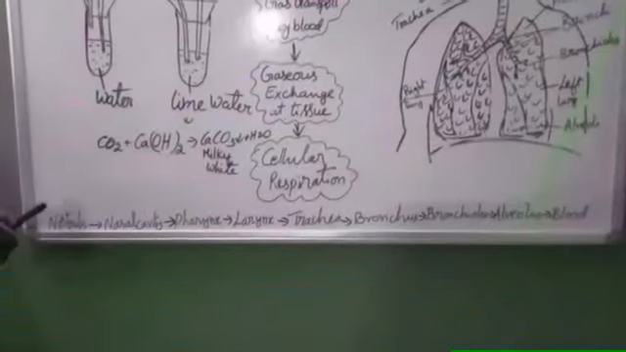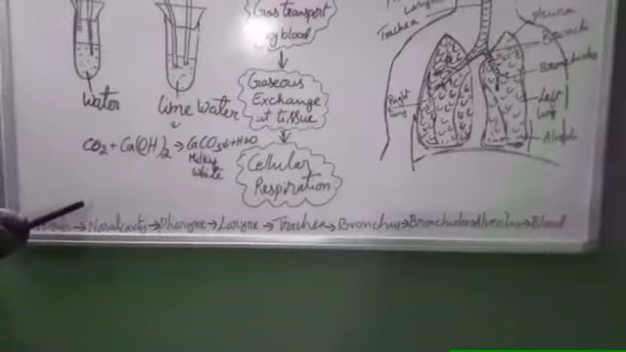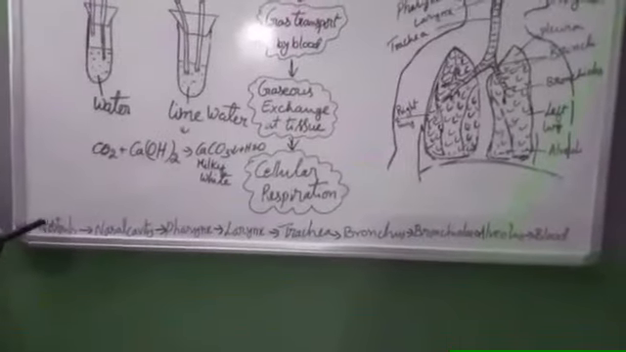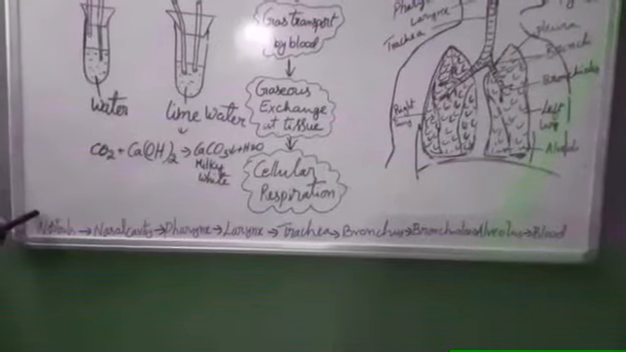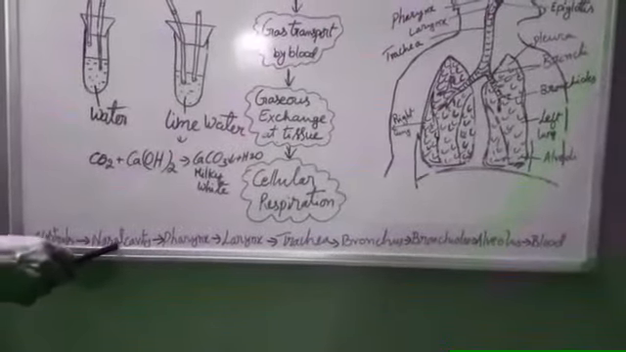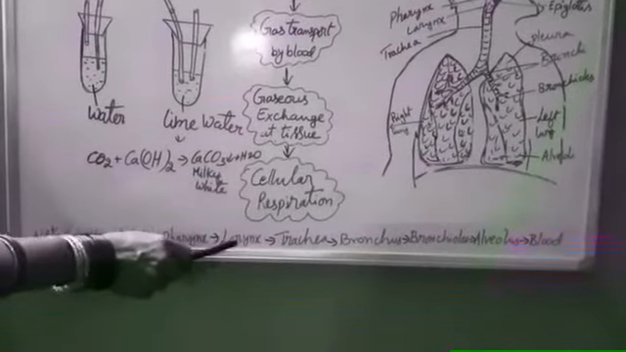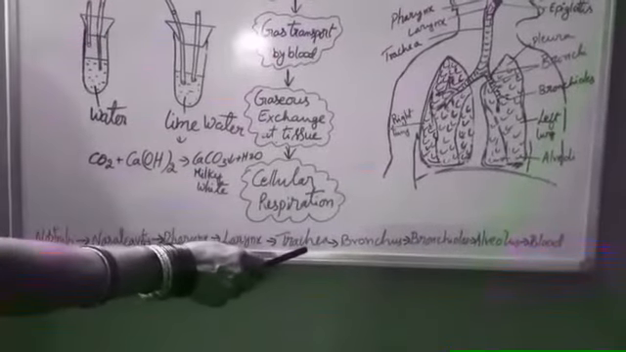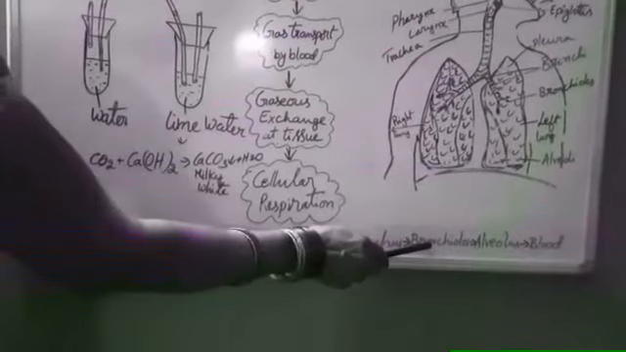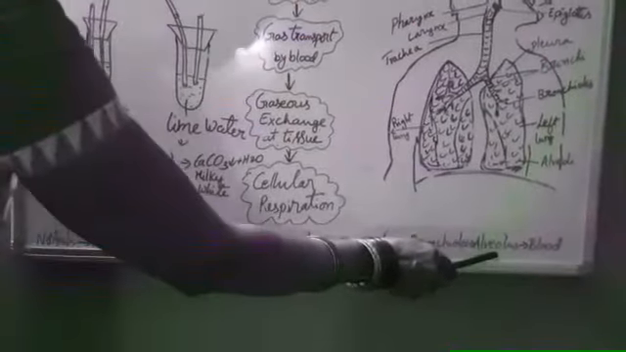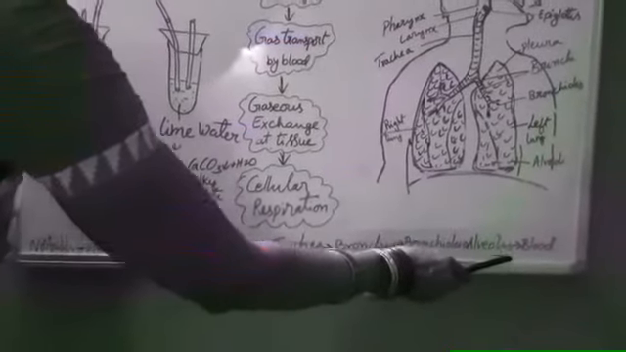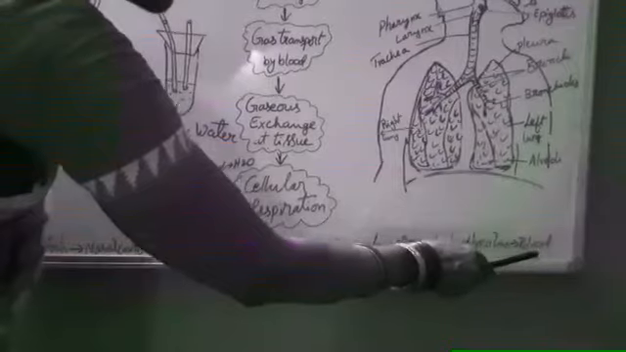Now let us learn about the flow chart of how inhalation and exhalation take place during respiration. Air enters through the nostrils into the nasal cavity, then reaches the pharynx, then the larynx, then the trachea or the windpipe, then enters into the bronchus, bronchus into bronchioles, and then the alveoli which are present in the lungs. There, by the process called diffusion, oxygen enters into the blood and carbon dioxide comes back.